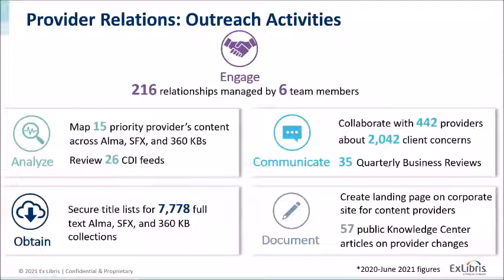As you can see in this right panel here, we overall have collaborated with 442 providers. That means reaching out to them on behalf of you all for casework, or they have found our email address, provider.relations@exlibrisgroup.com, to contact us about their concerns. And we've handled over 2,000 concerns in the last year and a half. We've done 35 quarterly business reviews, so that is time set aside by my team members to work with the providers to do a high-level analysis of the state of their content in our systems.